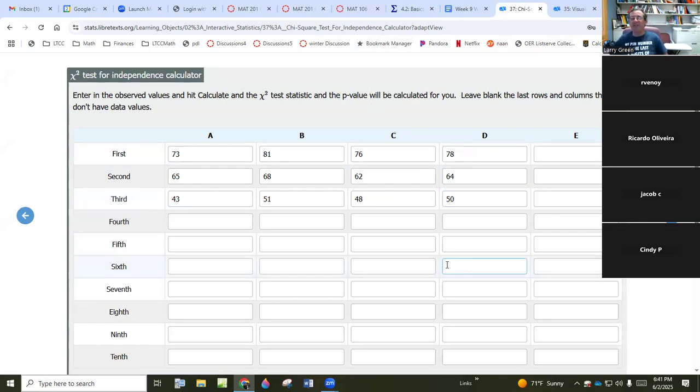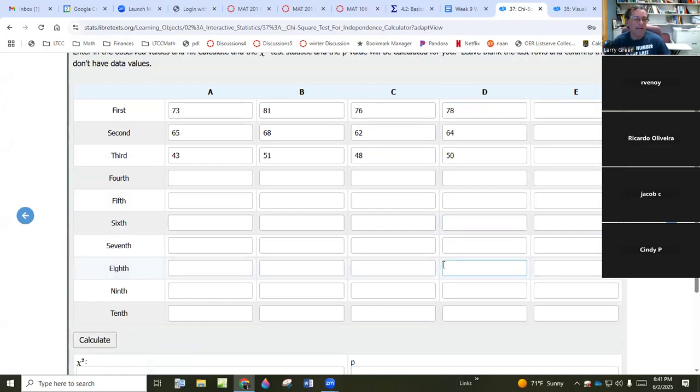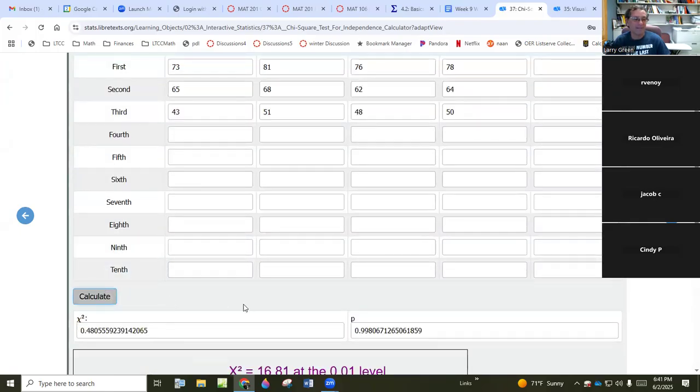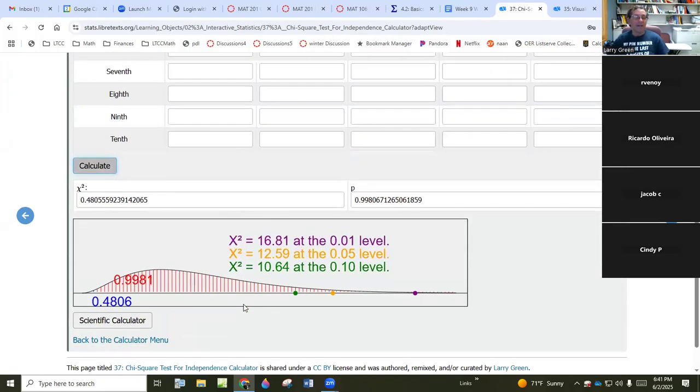Any questions at all on this? All right, and I leave everything else blank, it says. And then I just hit calculate. And there we have it. Okay, we have our chi-squared, which is about 0.48. That's our test statistic. And we have a p-value, which is about 0.998. Really high.